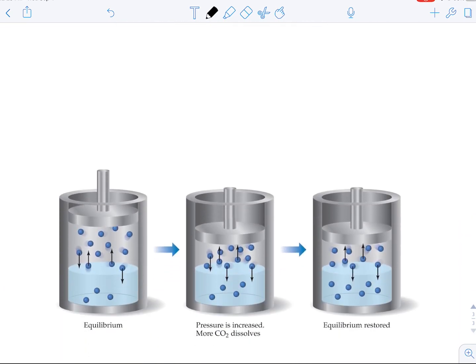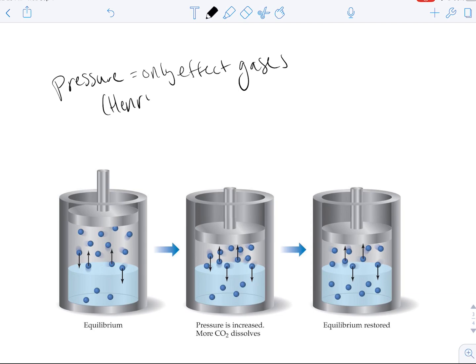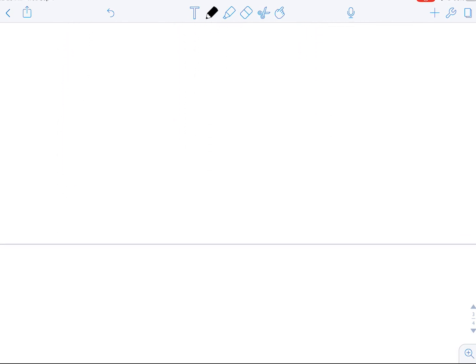Next one is pressure. Pressure is going to only affect gases, and we'll look at this again with Henry's law, specifically gases in liquid solvents. So we'll look at all three of those separately.